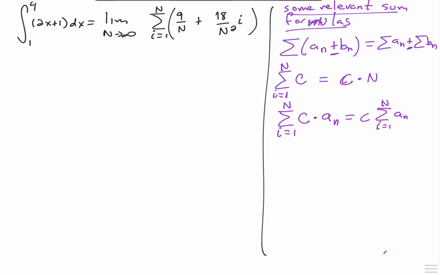Now the one that maybe, I'm sure you've seen it at some point, but you maybe forgot. So what is that? The sum from i equals 1 up to n of i. So that's like adding 1 plus 2 plus 3 plus 4 plus 5 plus 6. You guys remember that? N plus 1. What else? Somebody's got to remember.